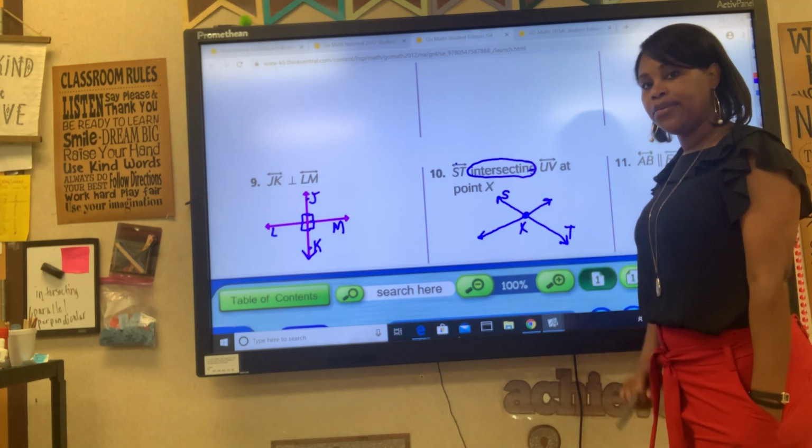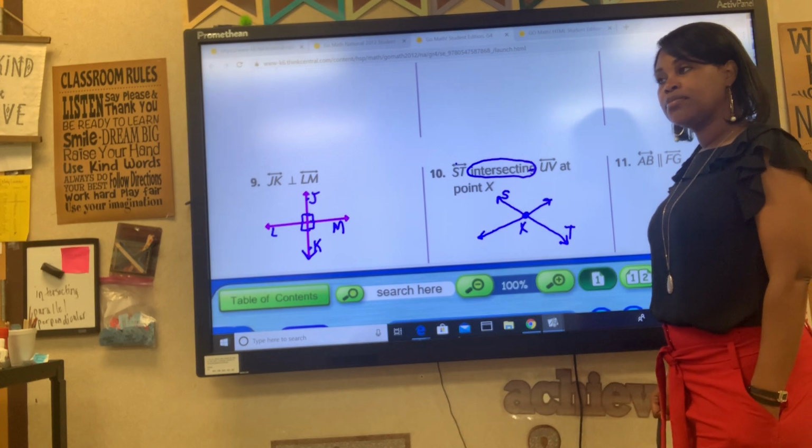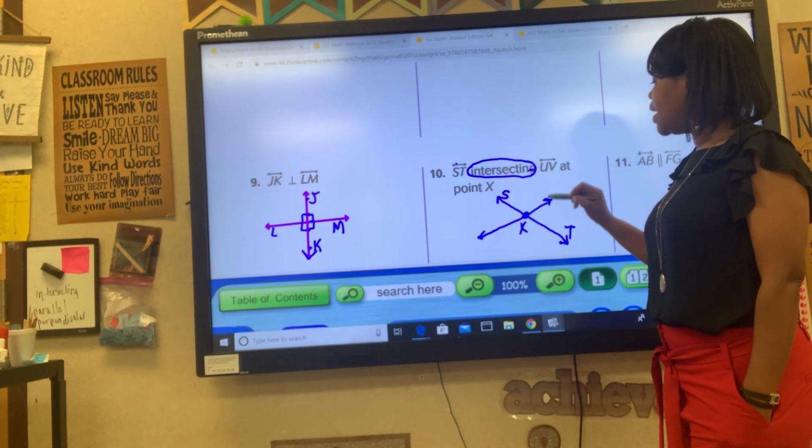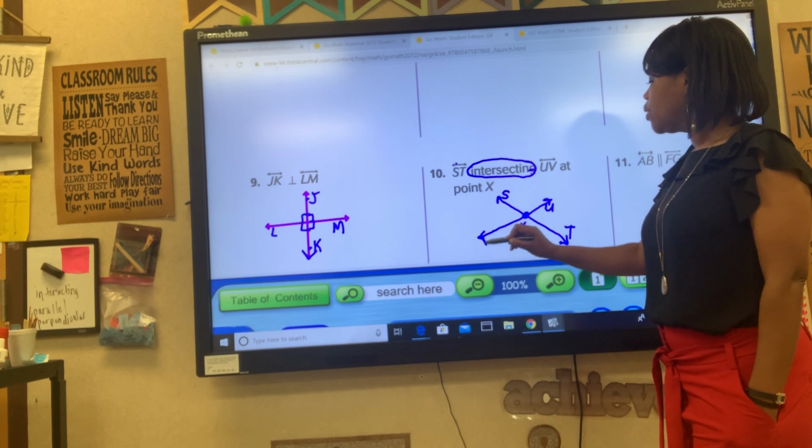And then I have lines ST. Miss Pittman, slow down. And I have line UV.